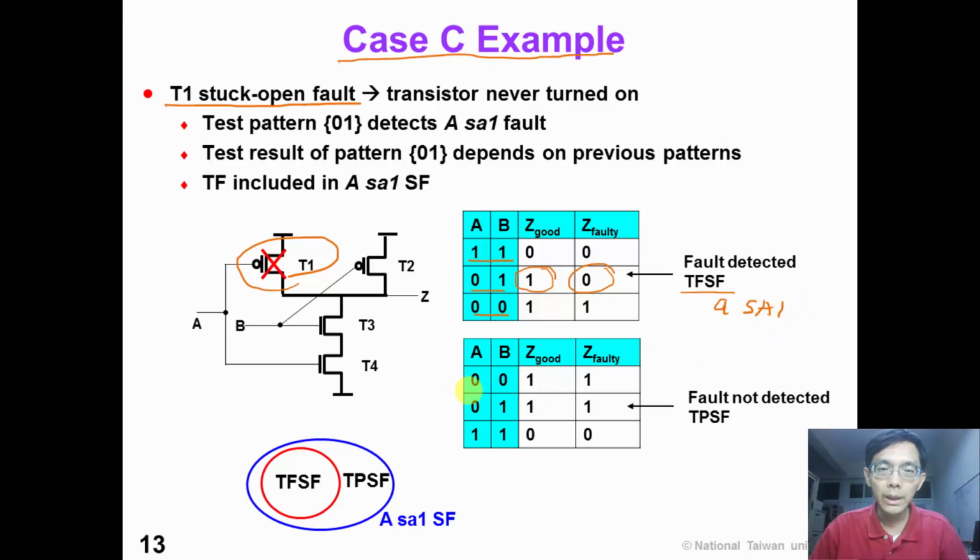However, if we apply the sequence 0, 0, 0, 1, and 1, 1, because of the parasitic capacitance at the output, the faulty output here still remains 1, so the fault cannot be detected on the tester. This corresponds to a TPSF. From this figure, we can see that TPSF is non-empty. This is a particular example for case C.